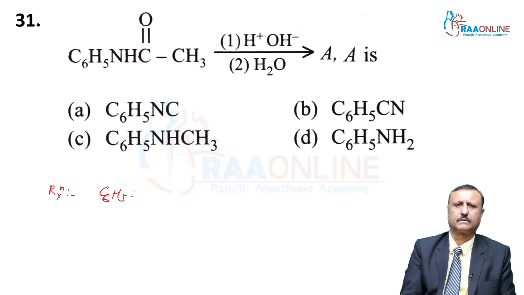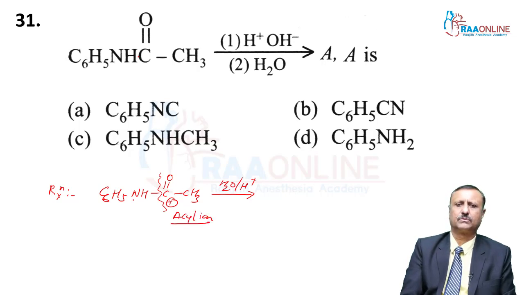C6H5NHCOCH3 is hydrolyzed. This is a hydrolysis in presence of H plus ions. My dear students, here is the CO group. This CO group is always broken down in the form of acyl ion. You can know very well.